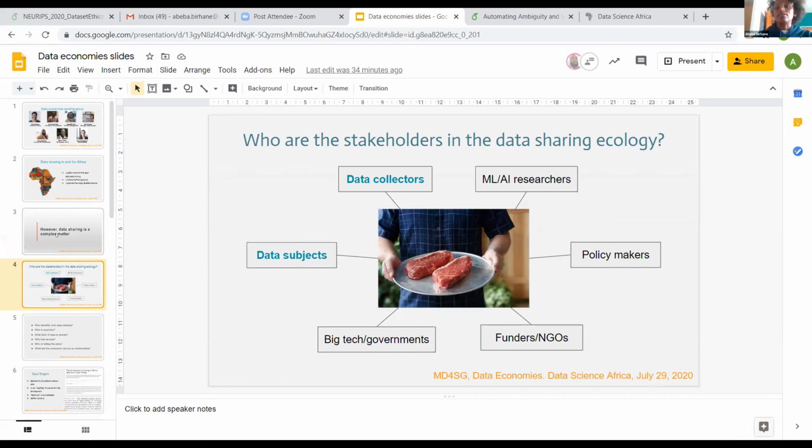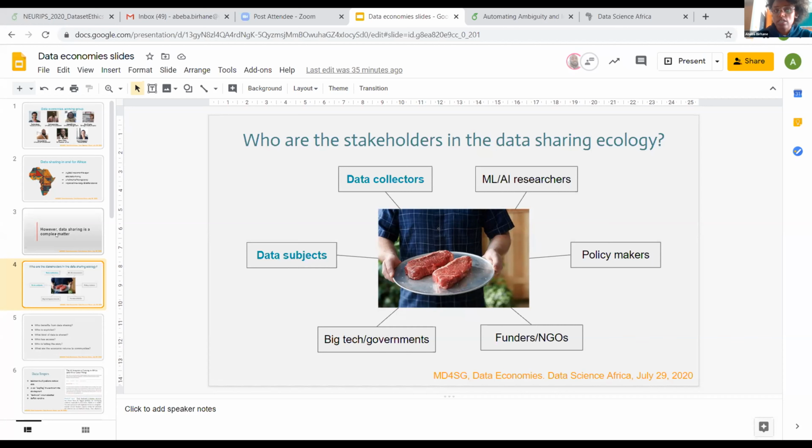So we zoom out and take a broader look at who is involved in data sharing. Here is a brief sketch of the stakeholders in the data sharing ecology. You have data subjects, where the data comes from, where data is often extracted from. You have data collectors, people who work on the ground at the very low level, such as those who collect census data. You have machine learning or AI researchers, who have an invested interest in data sharing because building any machine learning system heavily leans on a huge amount of data. And also policymakers, funders and NGOs.